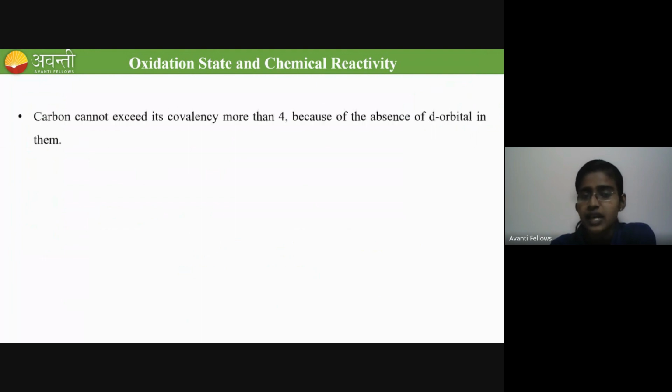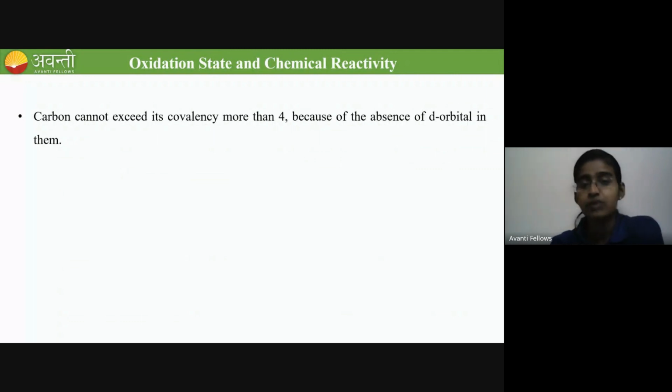Carbon cannot exceed its covalency more than 4. This is one of the very important points we have to keep in mind. Okay, Shamir. So the maximum covalency is 4 for carbon because of the same reason as boron: boron doesn't have a d orbital. So the maximum covalency for boron is 4. Here, carbon can form only 4 bonds.